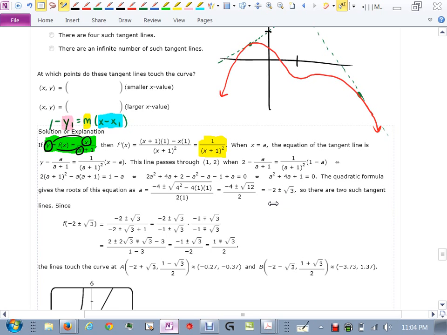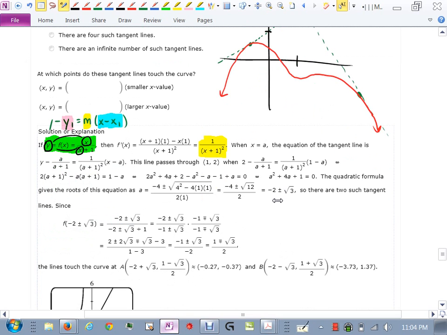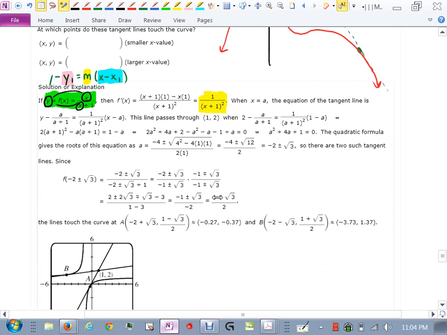And to figure out what they, does it ask for it? There are two. At which points do they touch the curve? So all you have to do is take these points right here. There's two of them, right? -2 plus root 3, -2 minus root 3. Plug them into the function, and it would give you two different answers right here.